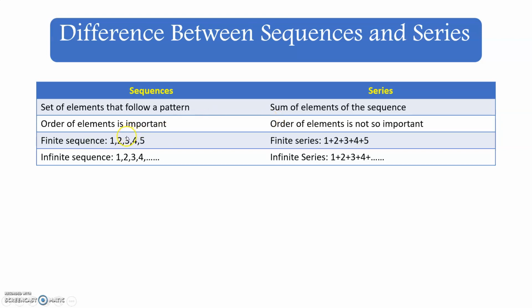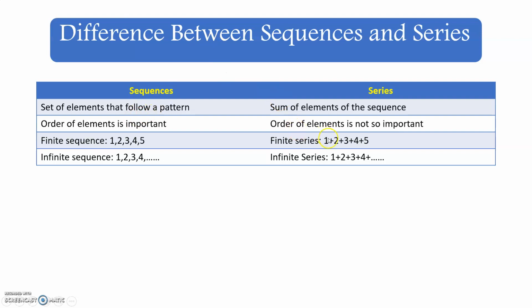Then the finite sequence. We have two types of sequences: one is the finite sequence, and the other is the infinite sequence. If you have only 5 elements, that is a finite sequence. An infinite sequence means it may have 10 elements, or 20 elements, or 100 elements. So an infinite number of terms is there.